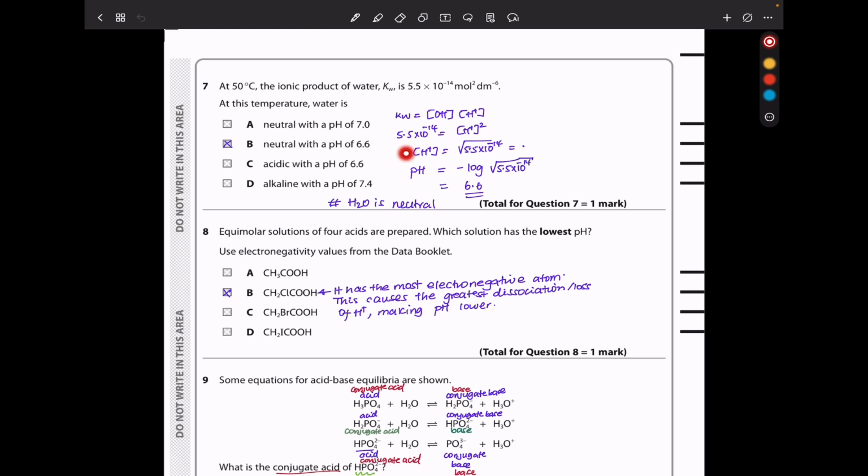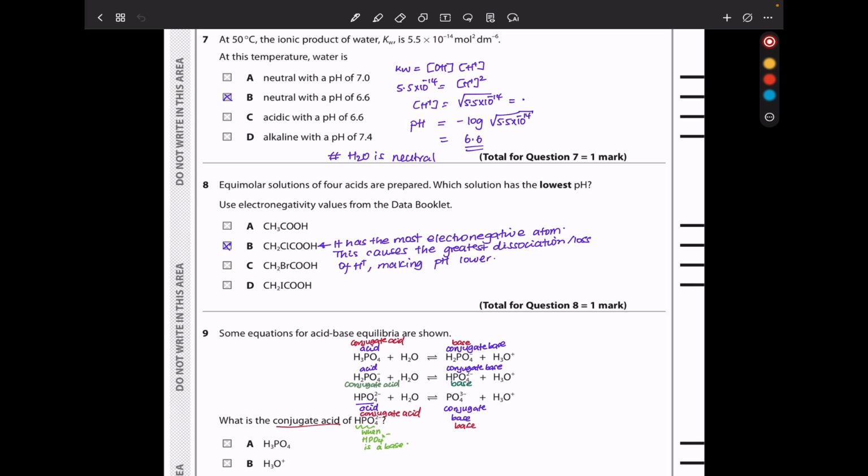And so the hydrogen ion concentration is going to equal the square root of 5.5 times 10 power negative 14. If we do the negative log of that, the pH is 6.6 and the water is going to be neutral. So the answer should be B.